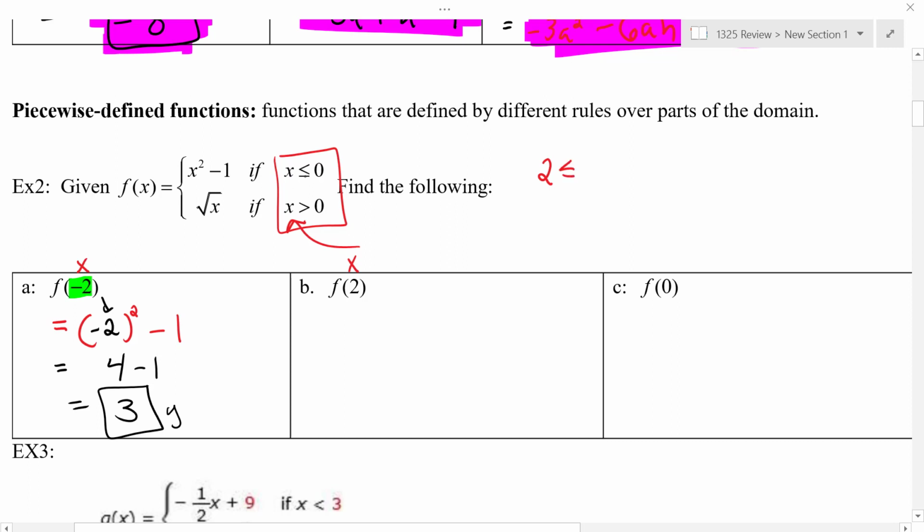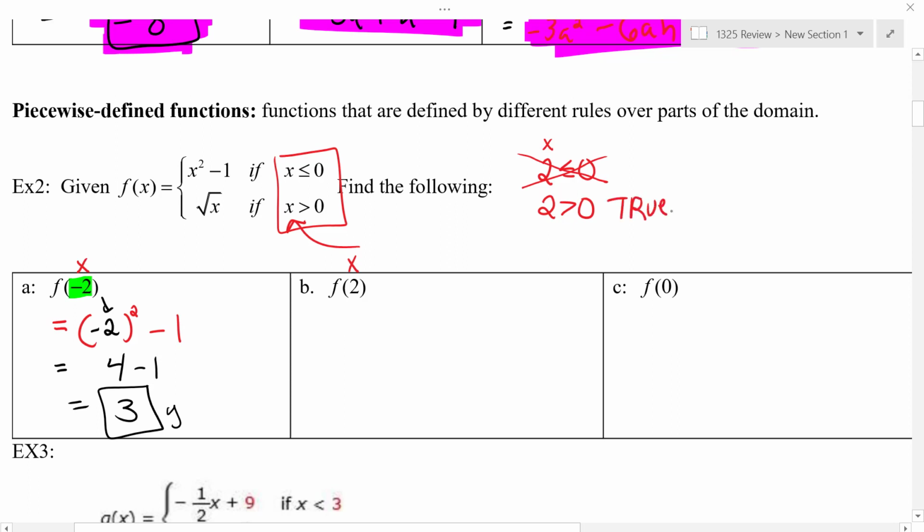So I have x less than or equal to 0. I'm going to replace that with 2 less than or equal to 0. Or, for that bottom restriction, that's a positive 2 greater than 0. So which one of those inequalities is true? Is 2 less than or equal to 0, or is 2 greater than 0? So this is not true. 2 is not less than or equal to 0, but 2 is greater than 0.